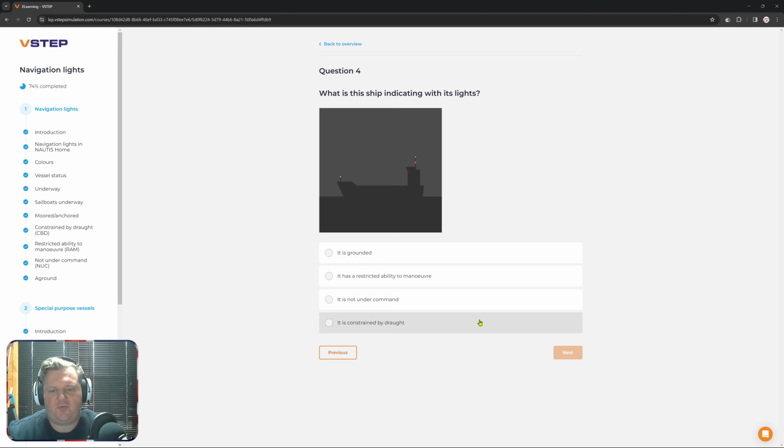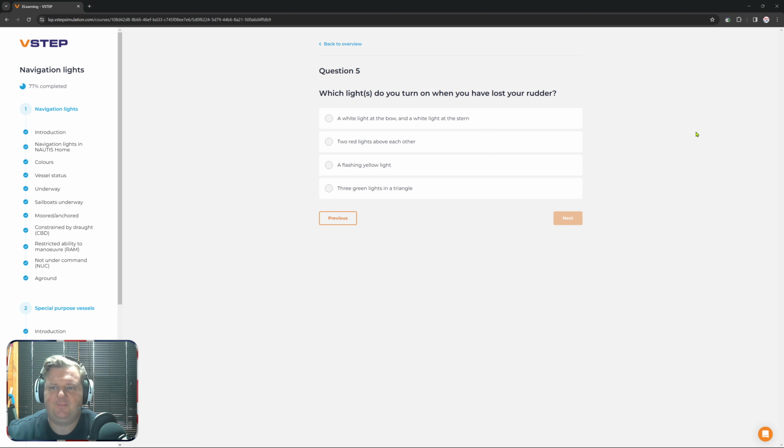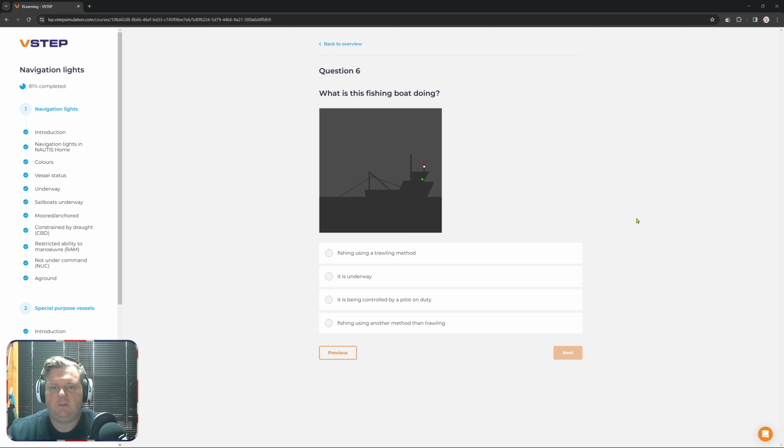I'm going to say constrained by draft. Damn. Which lights do you turn on when you've lost your rudder? 2 red lights, one above each other. Yes. I only got that right because the rest are so obviously wrong. If they'd had some similar ones, I probably would have got it wrong.